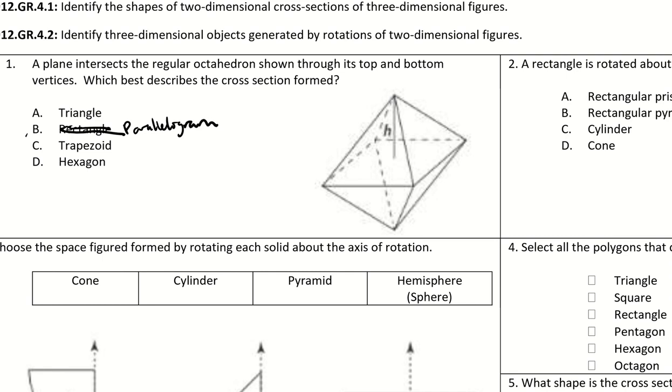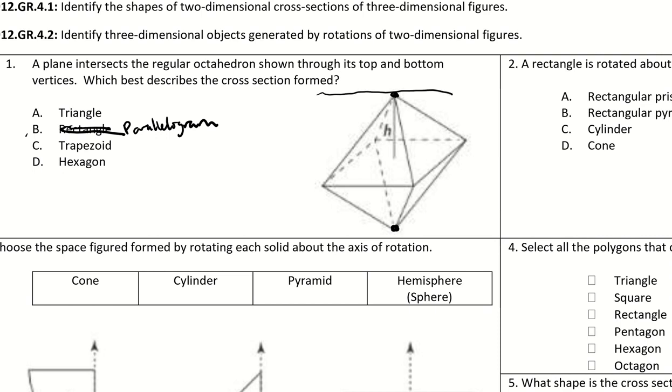So that's a typo there that you want to fix. All right, so a plane intersects the regular octahedron shown through its top and bottom vertices. Which best describes a cross-section? Okay, so this is the top and then this is the bottom, right? So we want a plane. A plane is a flat surface, so like a flat rectangle, for instance.